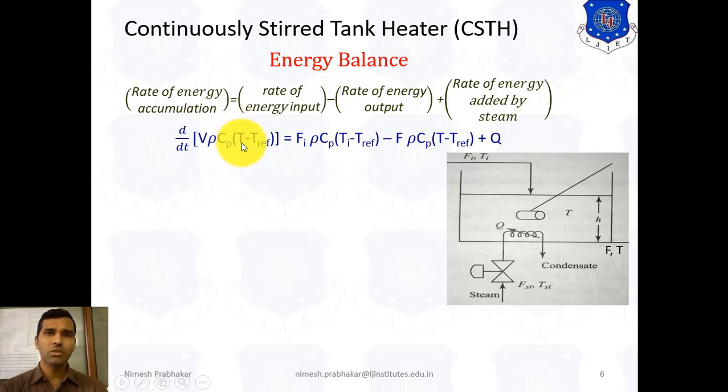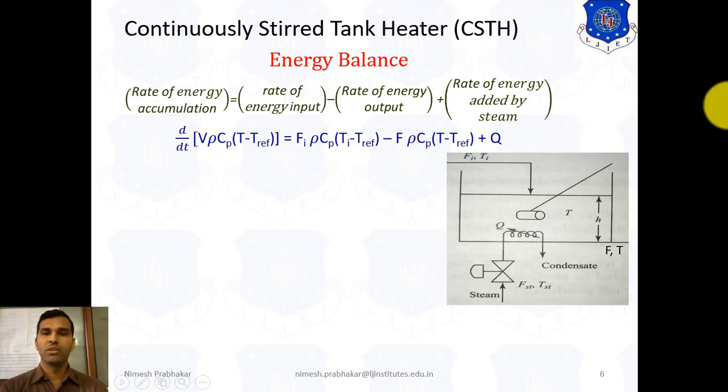So we get the rate of energy accumulation inside this tank. So mc delta T is nothing but V rho Cp, and delta T is the temperature difference, T minus T reference. Now the rate of energy input we can write as flow into rho, so we get the mass, into Cp into the temperature difference Ti minus T reference. This is a reference temperature. Similarly, the rate of energy output we can write as F into rho Cp into T minus T reference. And Q indicates the rate of energy added by the steam. That means this steam adds the energy. This is indicated by Q. So this is the energy balance equation.